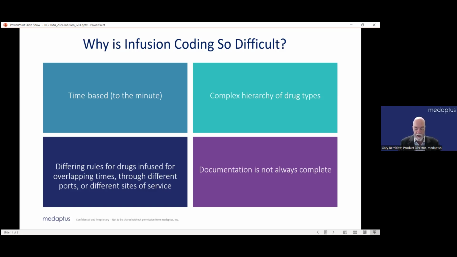Drugs infused at the same time or overlapping times have specific rules as well. If an IV is done via multiple sites, there are different rules for that. And as we all probably know, documentation can sometimes not be complete or even accurate. If you have nurses responsible for documenting and they're not documenting start and stop times exactly, and instead putting in things like 90 minutes, the difference between that and what the accurate duration might be could result in a lower reimbursement.